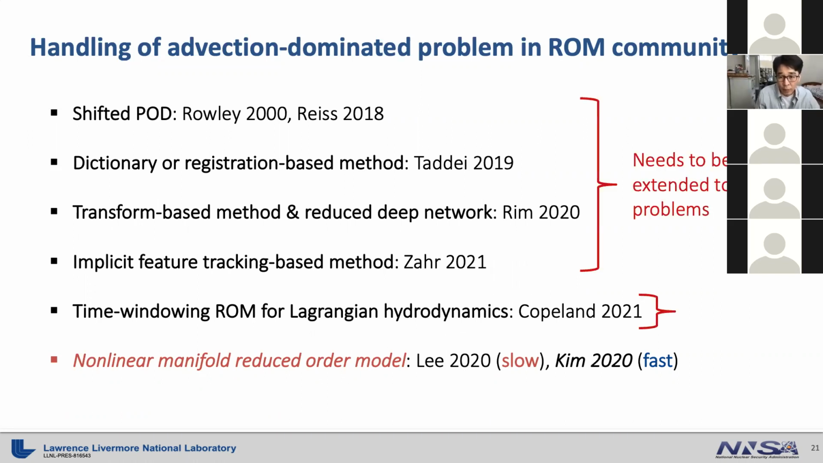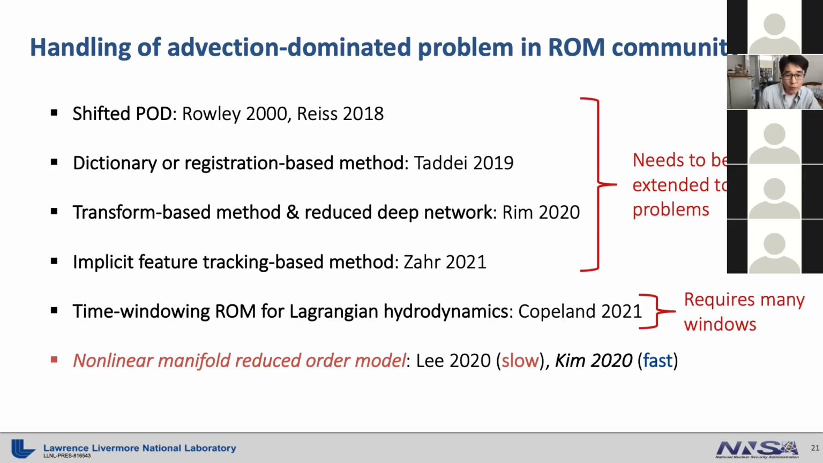However, to the best of my knowledge, these four methods are still under development to be extended to fully 3D problems. And this time-windowing ROM requires many windows to handle a long-time advection-dominated problem. Not that it's not possible, but how about without introducing all those windows, is there a way of handling the advection-dominated problem in another way?